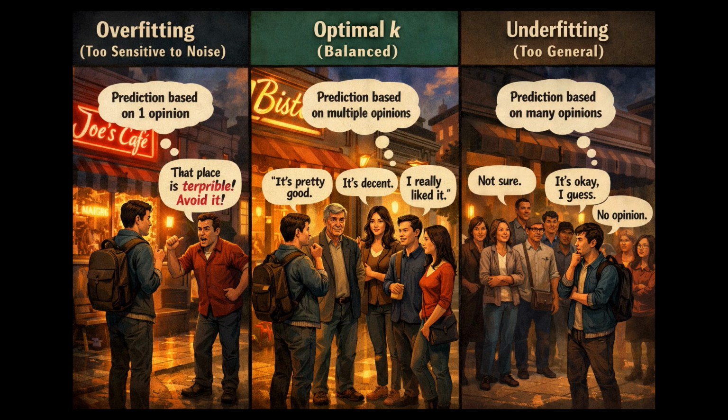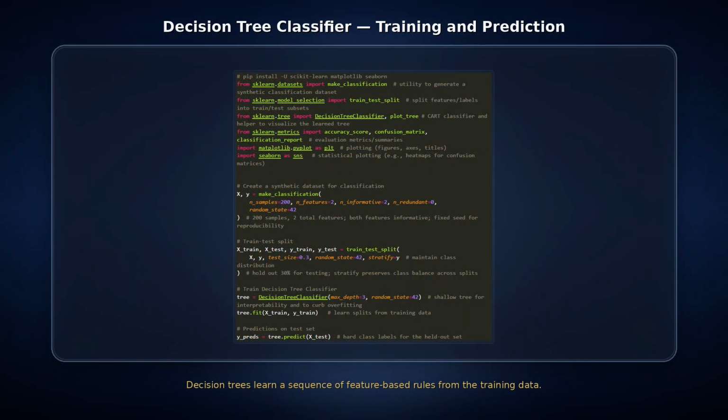So tuning is not about making the model look better on paper. Tuning is about making the model work better in the real world. Decision trees take a different approach to classification than k nearest neighbors. Instead of measuring distance between observations, a decision tree learns a series of decision rules from the training data.